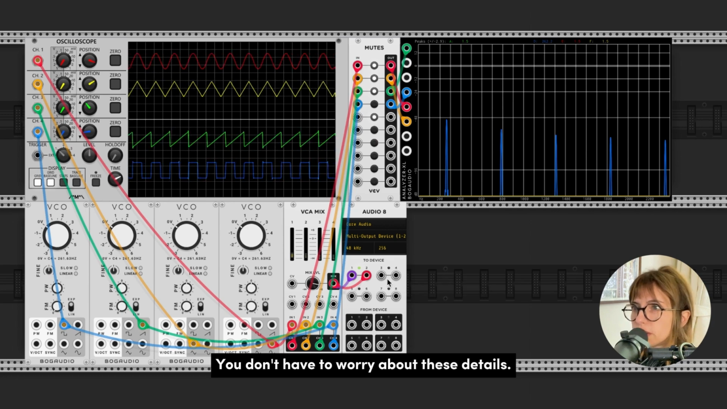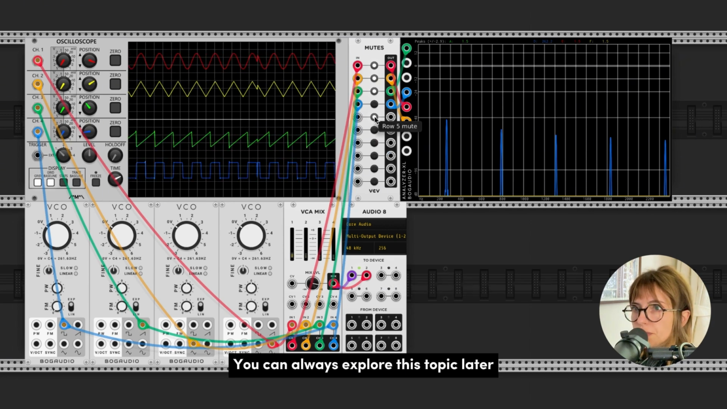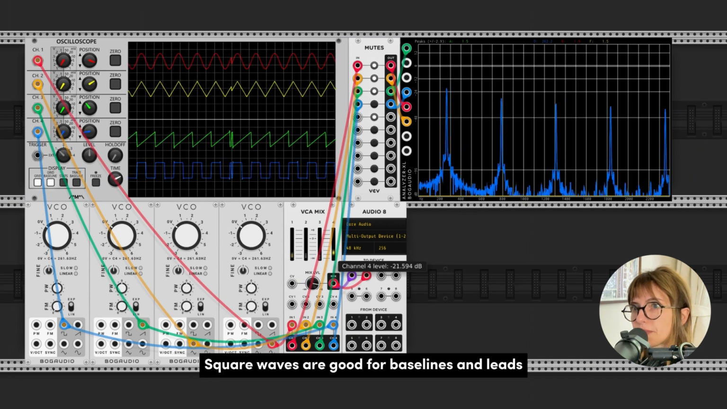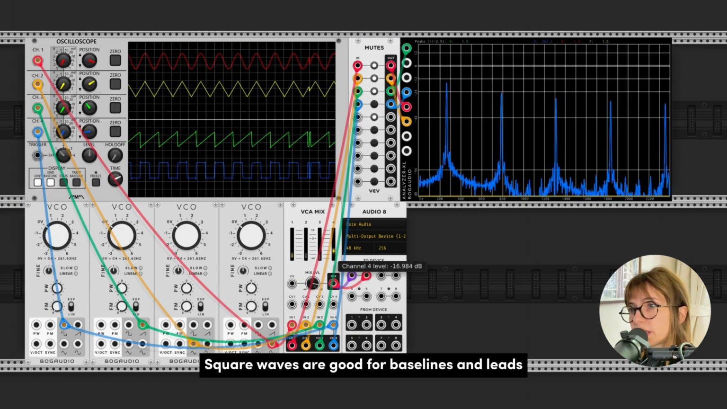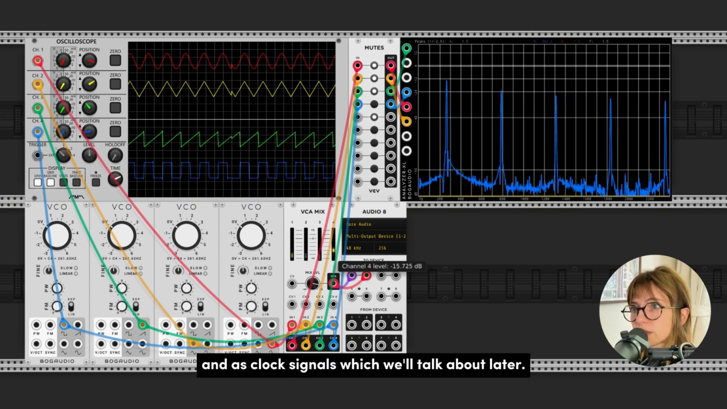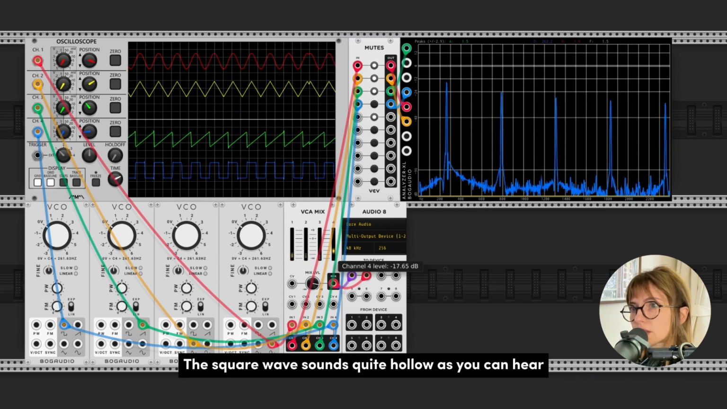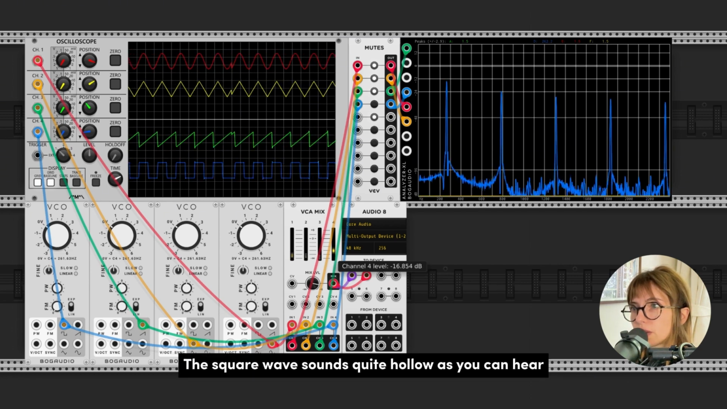You don't have to worry about these details. You can always explore it later using the handbook. Square waves are good for bass lines and leads and clock signals, which we'll talk about later. The square wave sounds quite hollow, as you can hear.